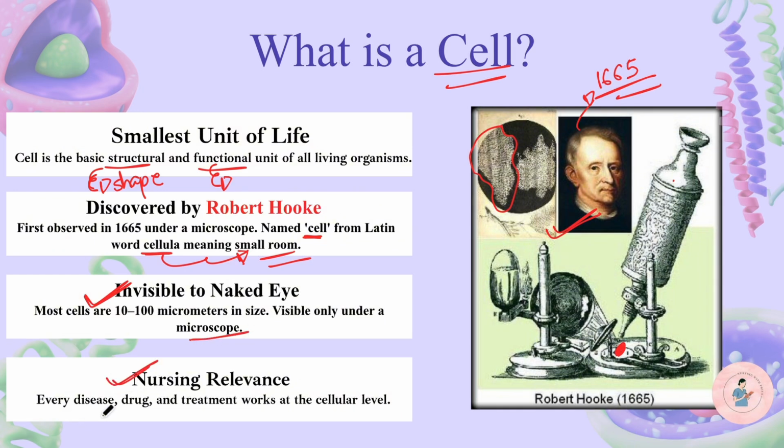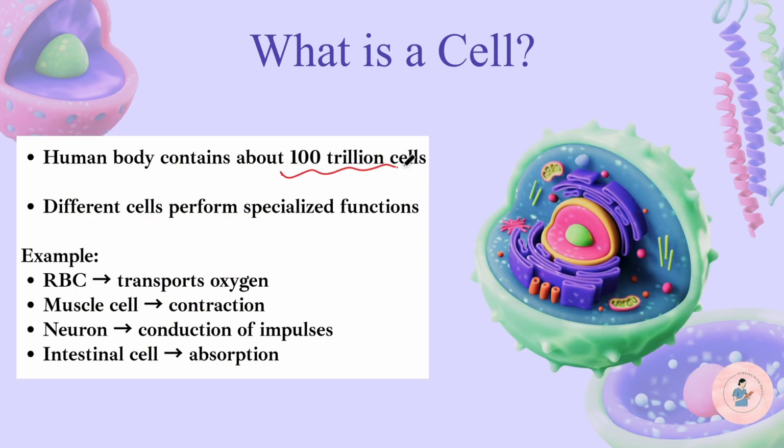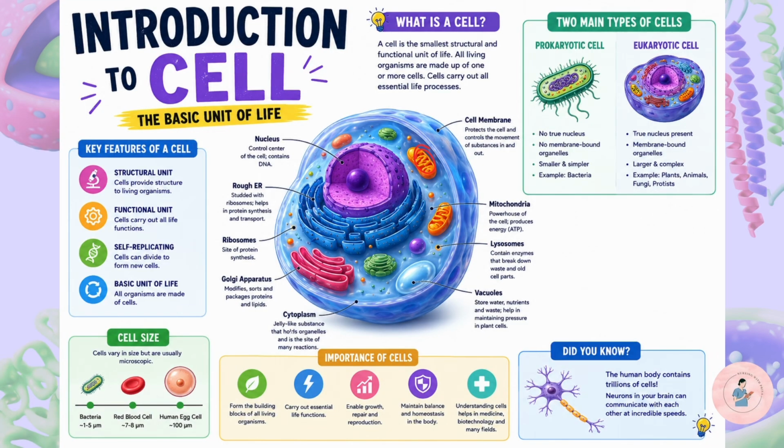In nursing, it is important to study about cell because all the diseases, all the drugs and the treatments, they all work at cellular level. Everything is carried out at cellular level. In the human body, there are about 100 trillion cells present, and different cells perform a specialized function. Each cell is assigned with a special task. For example, RBCs transport oxygen, muscle cells do contraction and movement, neuron cells conduct the impulses, and intestinal cells absorb the nutrients from the food.